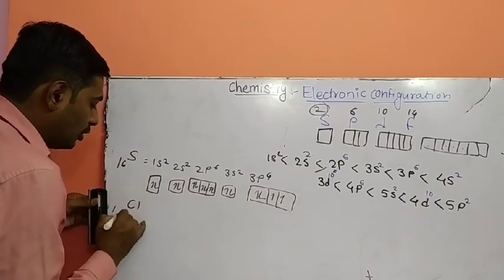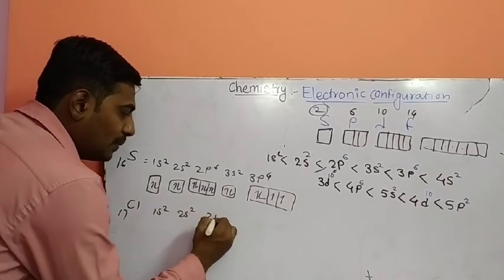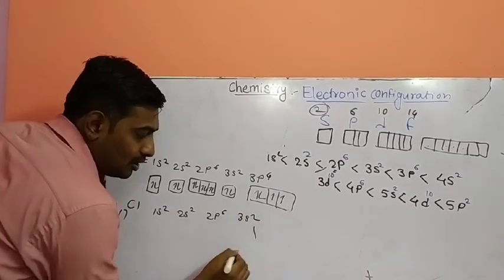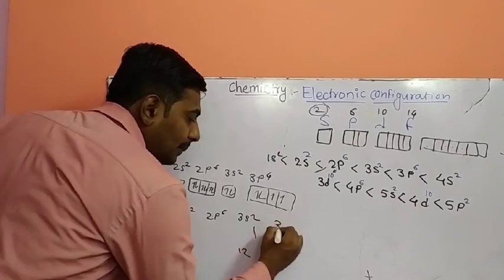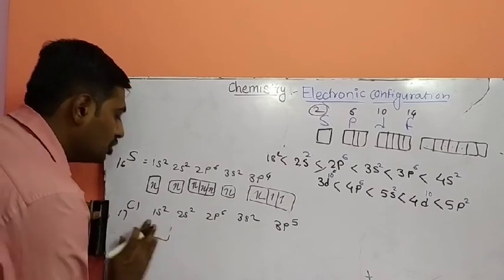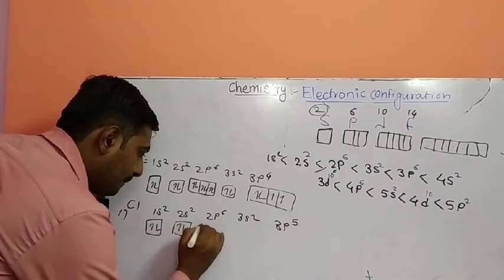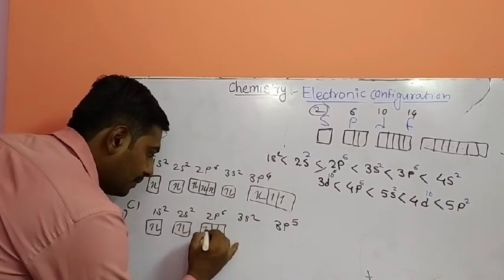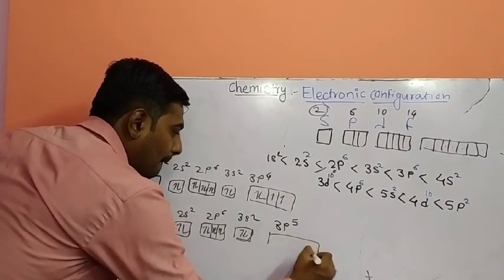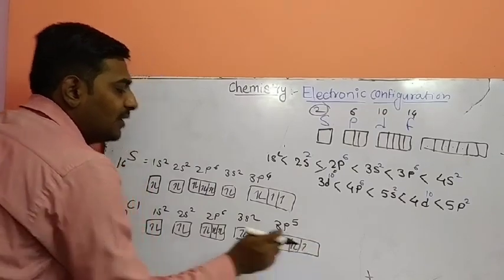Atomic number 17, chlorine: 1s2, 2s2, 2p6, 3s2. Up to this one, 12 electrons. Then 3p5. How should it be written? One, two, three, four, five.